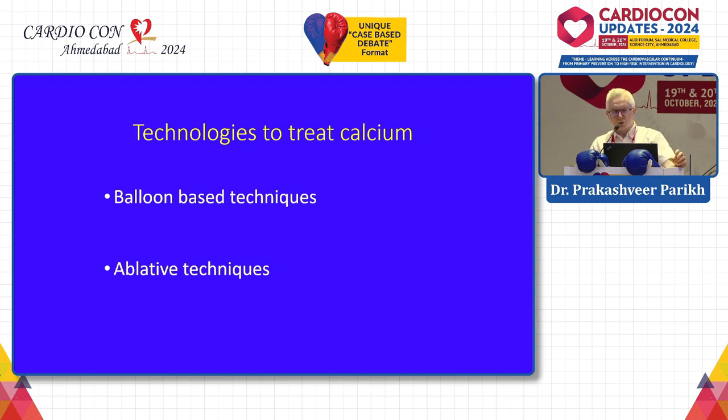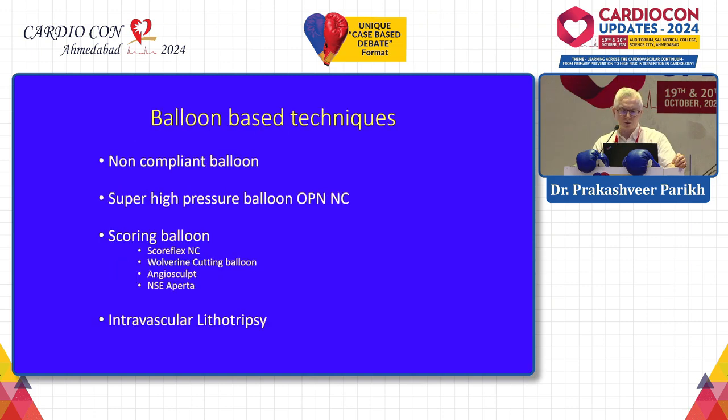So basically we have two kinds of technology, balloon-based techniques and ablative techniques. Balloon-based techniques involve a non-compliant balloon, a super high-pressure OPN NC balloon which can go up to 40 atmospheres, then scoring balloons such as Scoreflex NC, Wolverine cutting balloon, AngioSculpt, NSE Alpha balloon, and intravascular lithotripsy.